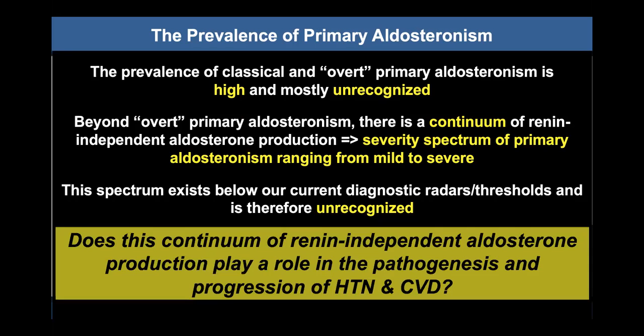So the key question is, why should you care? Why should we care about this? Is it clinically relevant? Does this continuum of renin-independent aldosterone production play an important role in the pathogenesis and/or progression of hypertension and cardiovascular disease? And so I'll show you data that suggests that the answer to that question is yes.